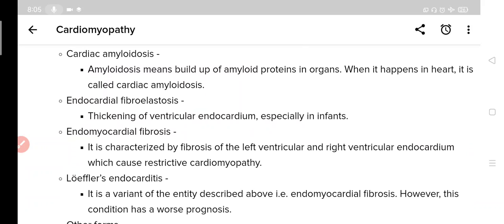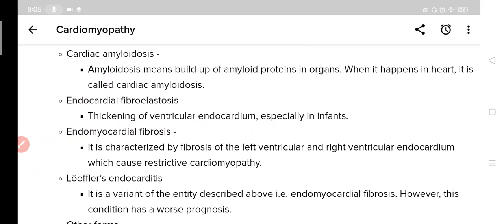Second one is endocardial fibroelastosis. Endocardial fibroelastosis is basically thickening of the ventricular endocardium, especially in infants. Endocardial fibroelastosis is thickening of the ventricular endocardium, and it occurs especially in infants.